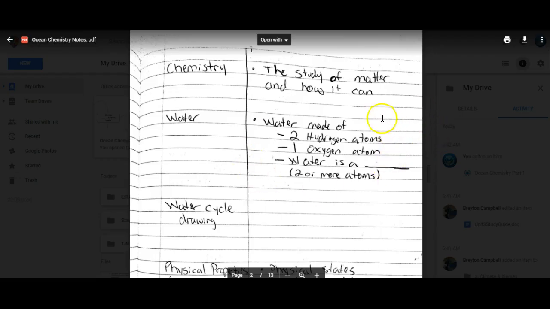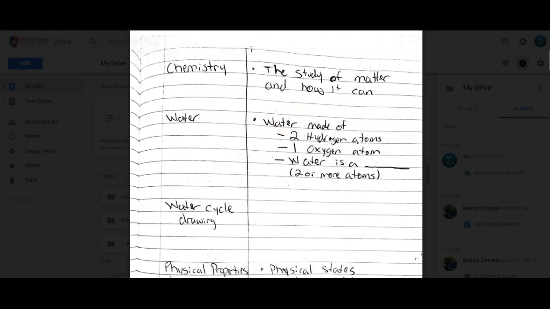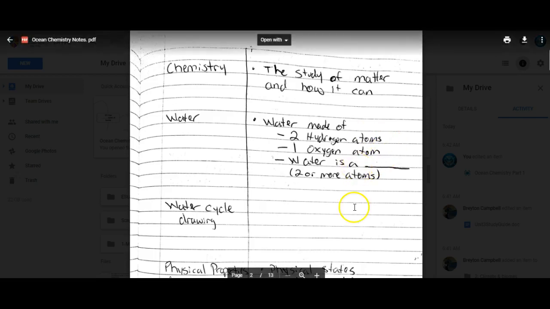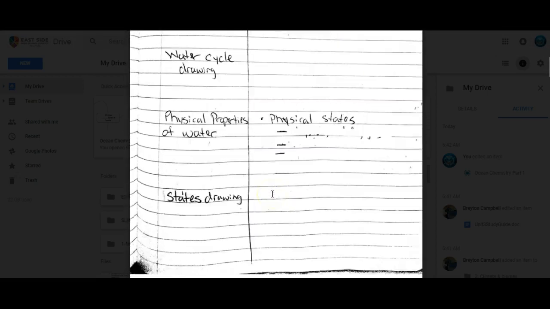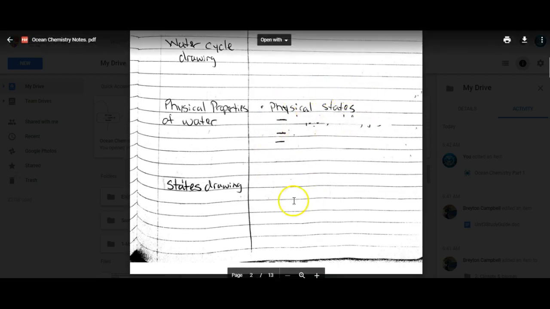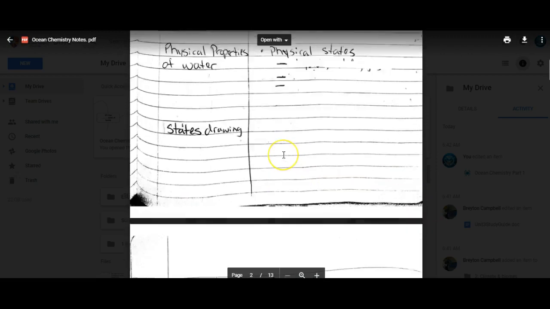Alright, then I want to come over here to the notes. Note that this is just stuff that people tend to have problems with, so I want you to look at it so you don't have problems for tomorrow. Make sure you know what water is made out of. Most people are okay with that. Physical properties of water, make sure you draw that. States drawings, again, make sure you know that there are 3 physical states of water.